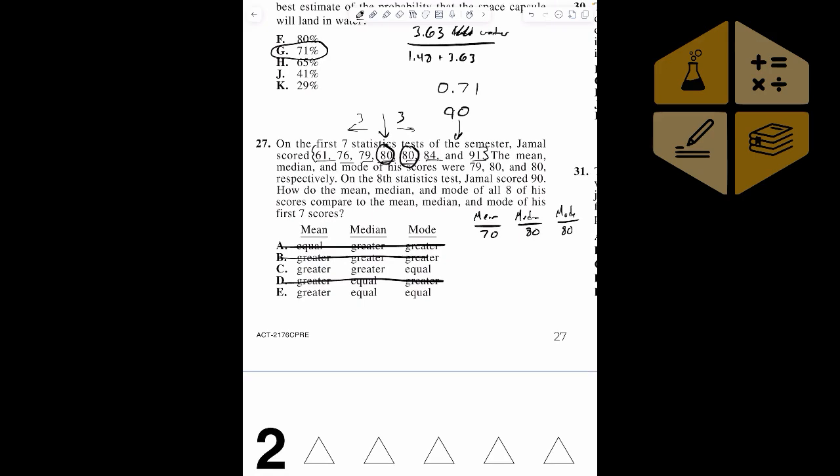So if this 80 is the median, the question is, when I add in this 90, does the median change? So I'm going to erase all that. Let's pretend we're working with a list that has 90 in there now. I'm just going to squeeze it in there. So now I'm adding in the score of 90. What happens to the median?